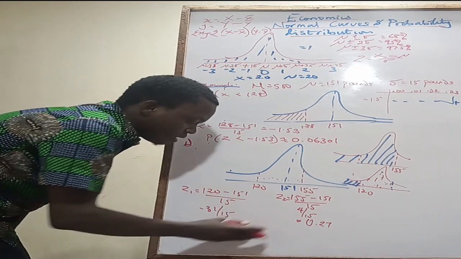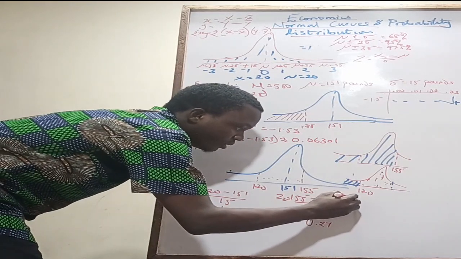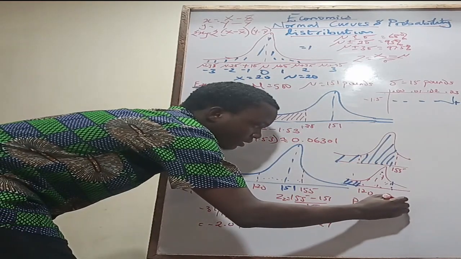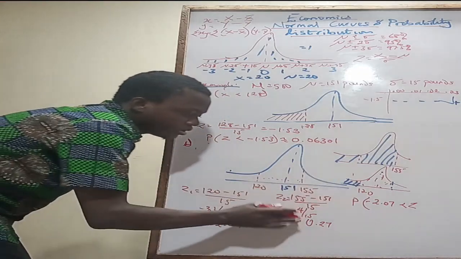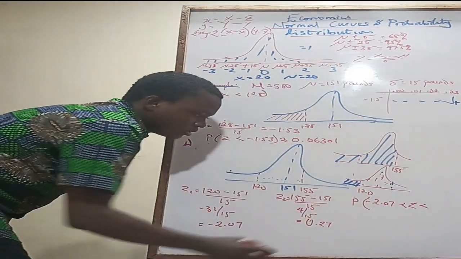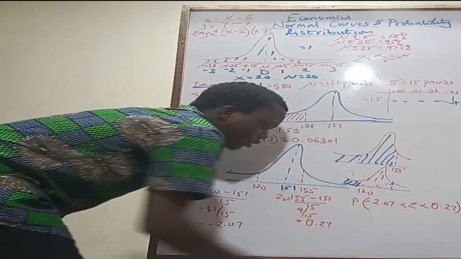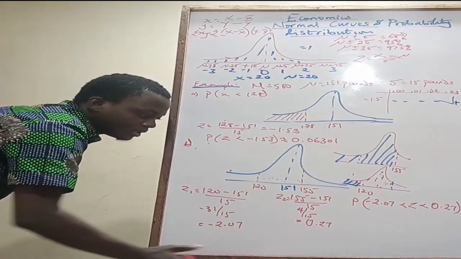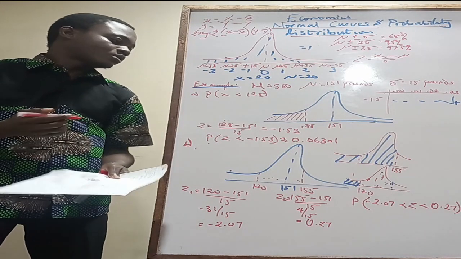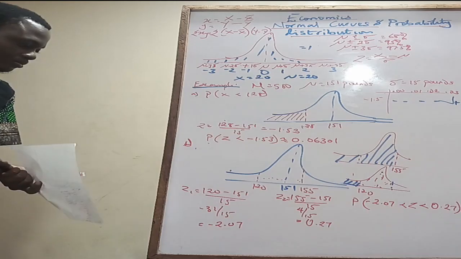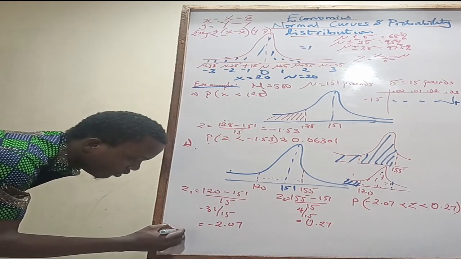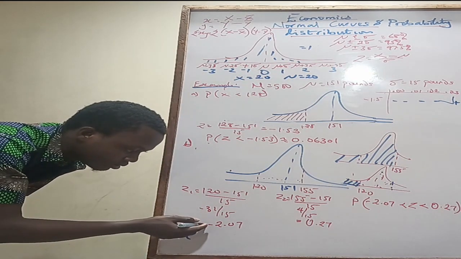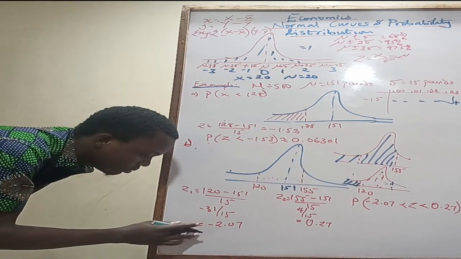So the probability we are looking for now is the probability that minus 2.07 is less than Z, which is less than 0.27. We find the probability value that corresponds to this, find the probability value that corresponds to this, and we subtract them. Whatever we have left is then the solution to our problem. That's what we are supposed to do. Now, when you find the probability of the z-score of minus 2.07.